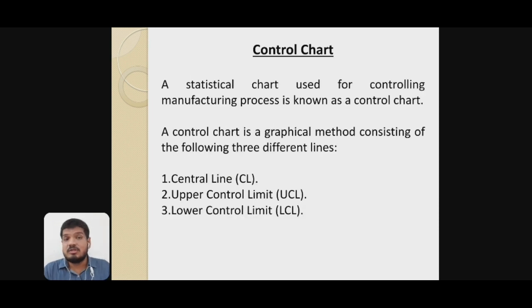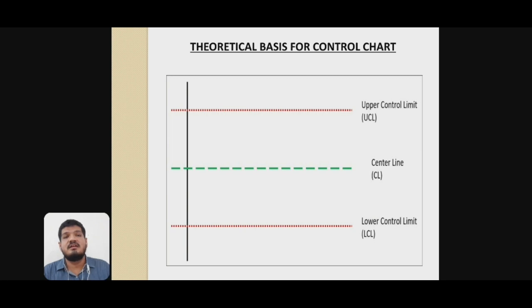Now what are the control charts? A statistical chart used for controlling manufacturing process is known as control chart. Control chart is a graphical method consisting of 3 different lines, that is central line, upper control limit and lower control limit, right? UCL, CL and LCL. So this is the theoretical basis for control chart. So this is how the charts will be drawn.